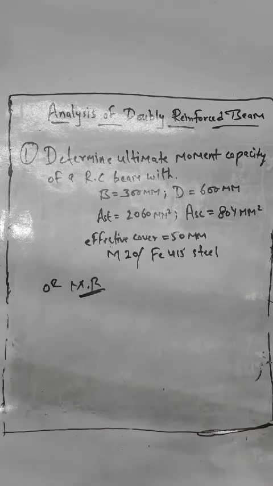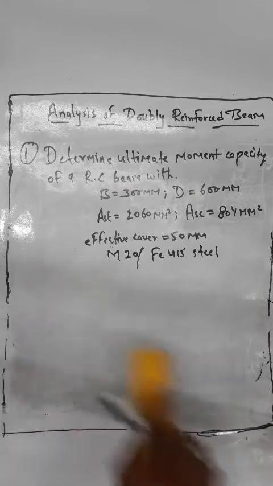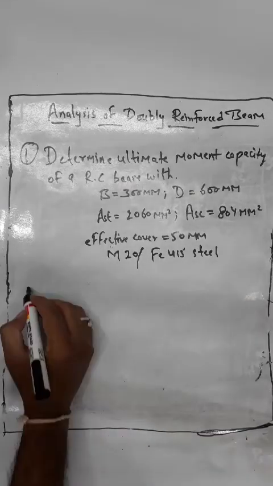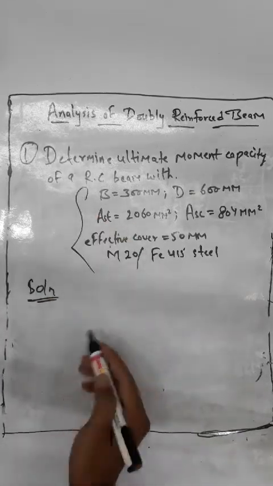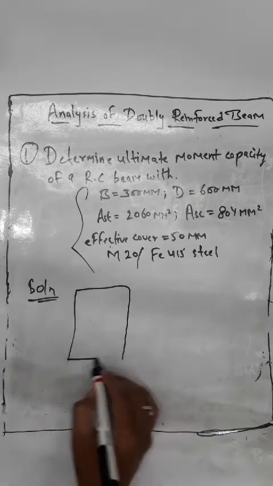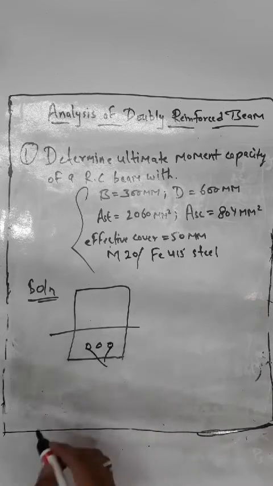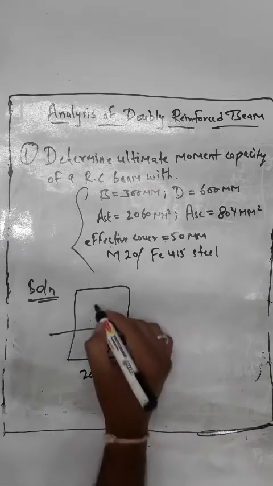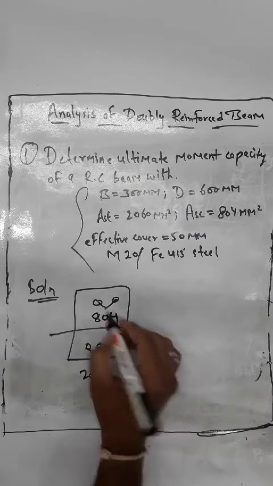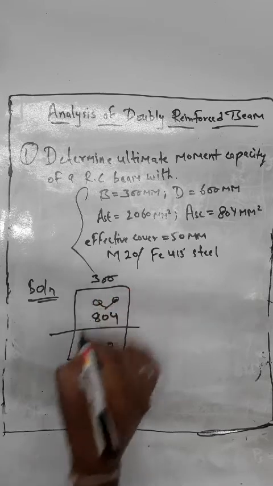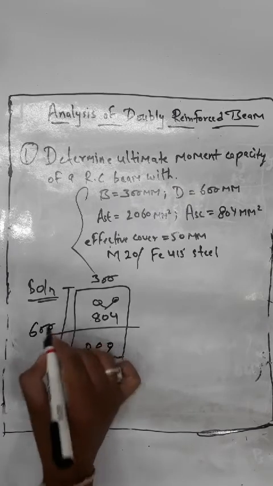So we have this dimension. What we have to do is first draw the diagram, and after that write the given data. First we make a diagram. We have reinforcement area. This is steel reinforcement. This is 2060. Here we have ASC 804. Here we have given 300 mm width. Overall depth is 600 mm.